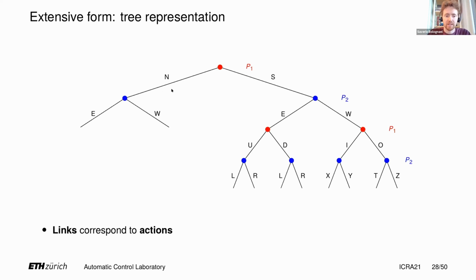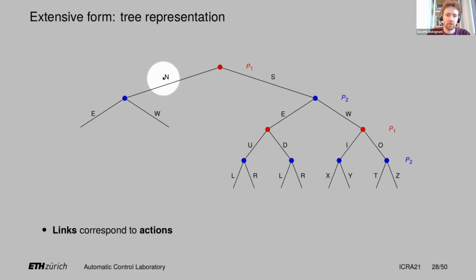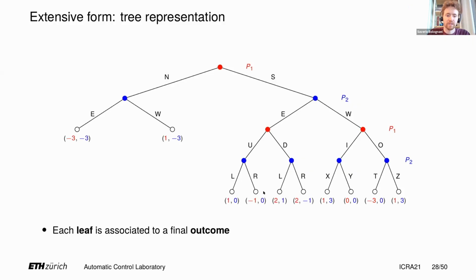Links, not surprisingly, correspond to actions. So player 1's decision was between north and south. Player 2's decision is between east and west. And then it's player 1's turn again to decide between up and down, and player 2's decision between left or right. Now, of course, when the game ends, when you get to a leaf of this tree, what you get is the outcome of the game. And here we just attach a label to each of these outcome nodes, and the label tells what's the outcome for player 1 and for player 2, or multiple players if you had more than 2.